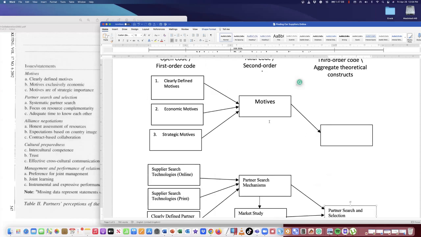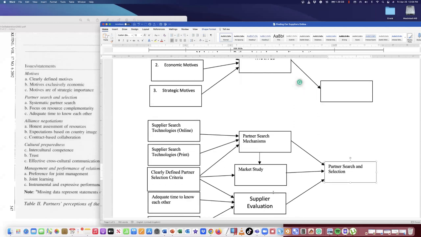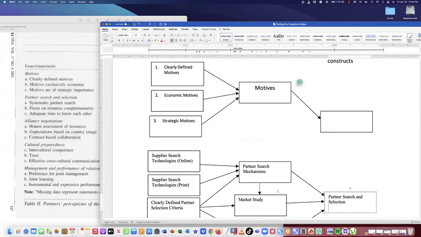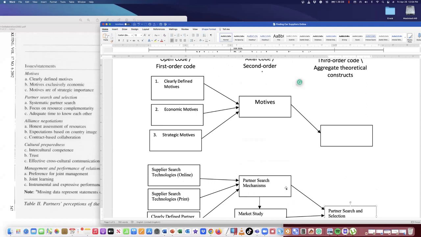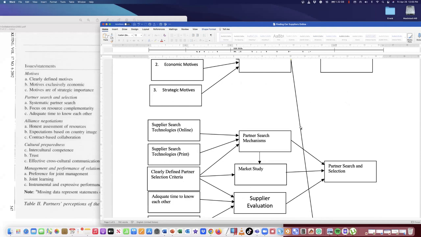This motive here, I don't know where it will go until we have finished the work. So clearly defined motives, economic motives, does it inform any of these things? I think the motives can also inform the market study. Yes. But I can go beyond, because the motives were informing so many things. I think the motives define the posture of the owner.